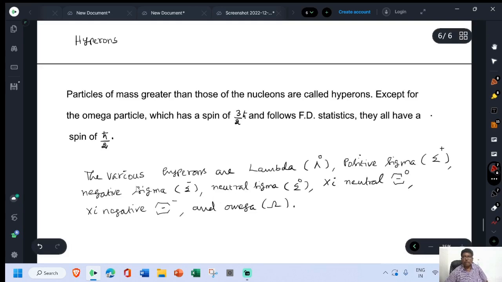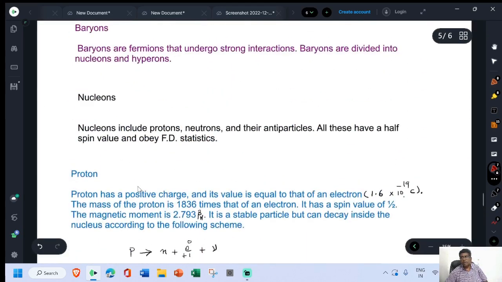That's all about the classification of elementary particles.